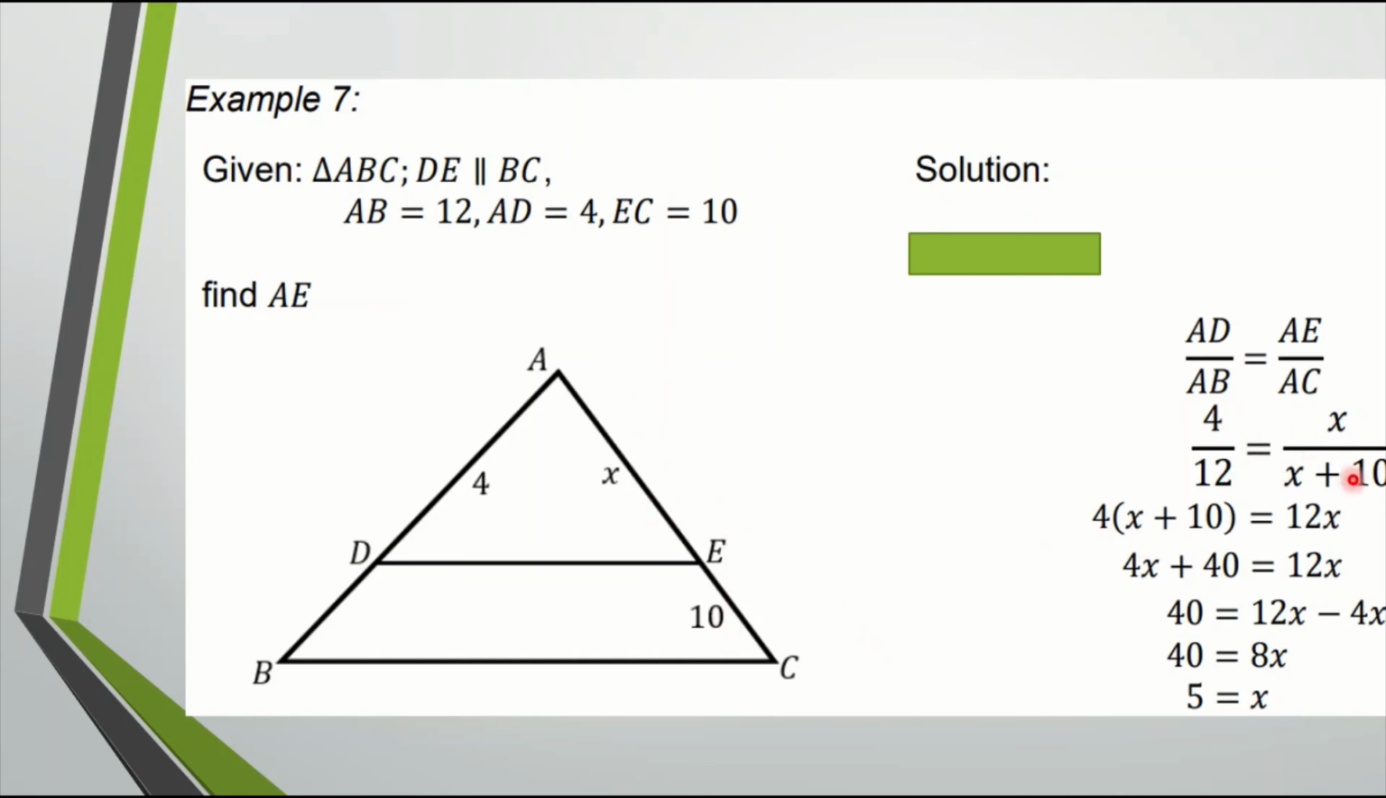So, cross multiply natin or switch means extremes product law. This will become 4 times the quantity of x plus 10 is equal to 12x. So, distribute mo lang yung 4, it will become 4x plus 40 is equal to 12x. Then, transpose mo lang yung 4x. So, para maging alone na yung 40. 40 is equal to 12x minus 4x. And that would be 8x is equal to 40. Divide both sides by 8. The answer will be 5.